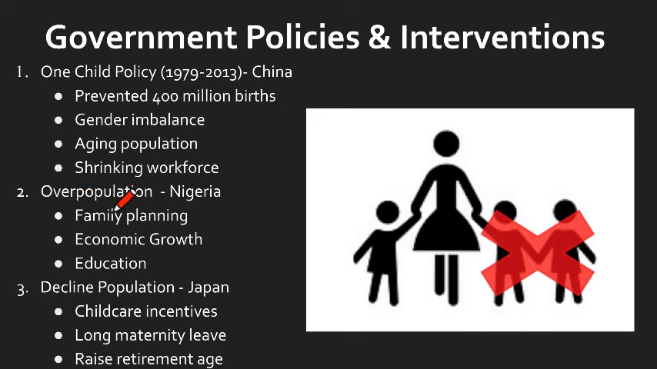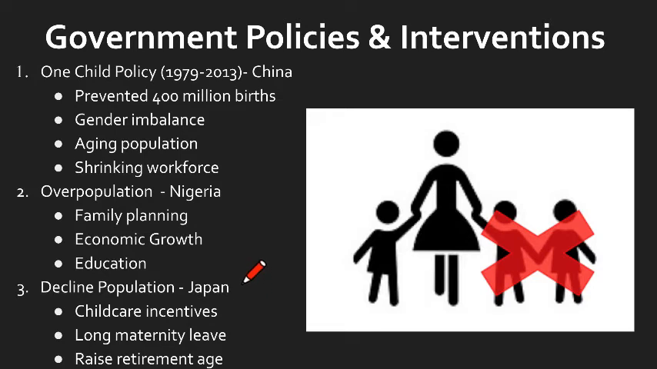Nigeria has an overpopulation issue. Too many people, too few resources. So family planning has been extensive in Nigeria. Economic growth has continued, and educational programs have continued as well, in hopes to drive down average population size, but also increase the economy to support that.